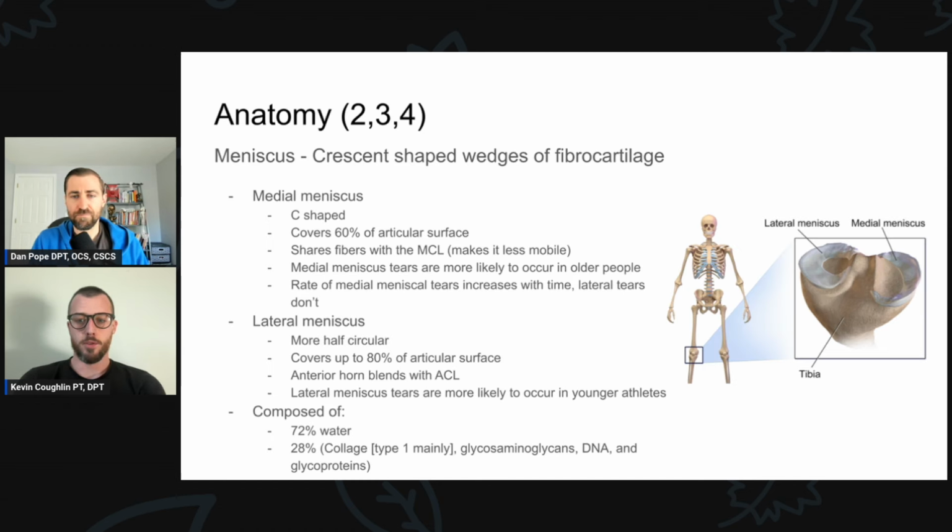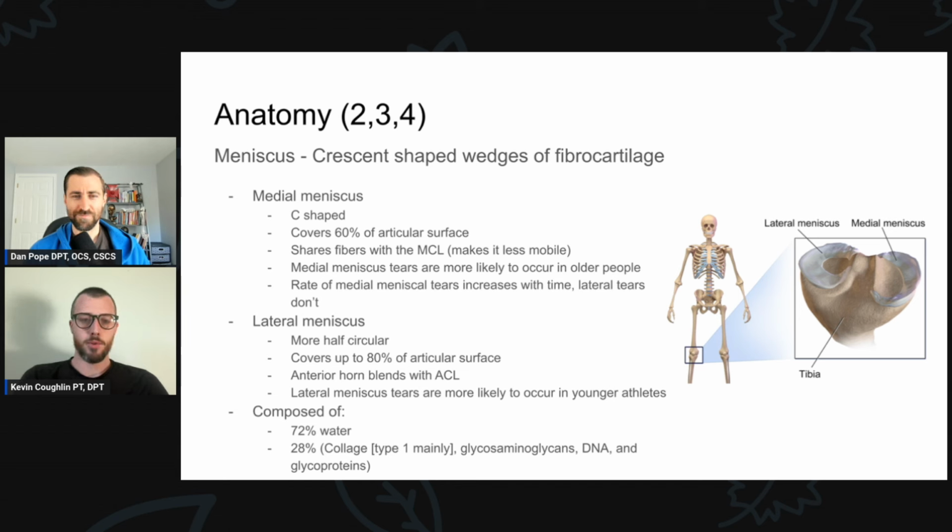All right. So just kicking it off with a little bit of background on the anatomy without trying to get too long-winded here. So you have two menisci. You have the medial and lateral. The medial is more C-shaped, and it covers about 60% of the articular surface. And it shares fibers with the MCL, which is pretty interesting. So that does make it a little less mobile because it has that attachment to the MCL.